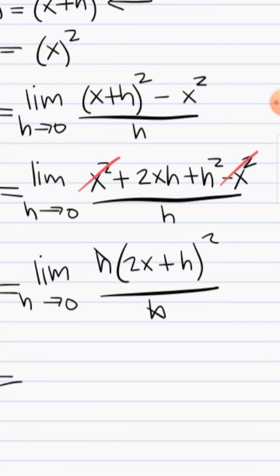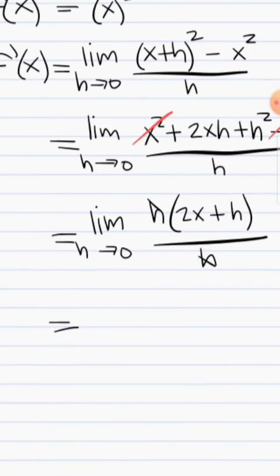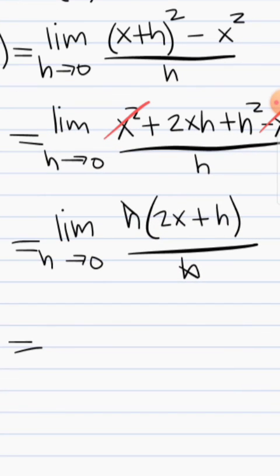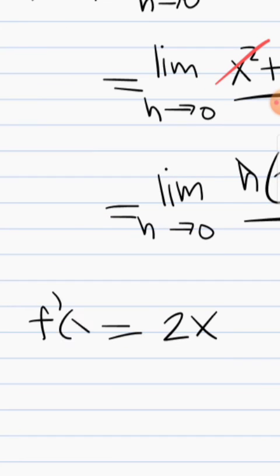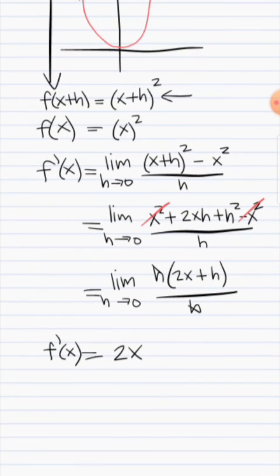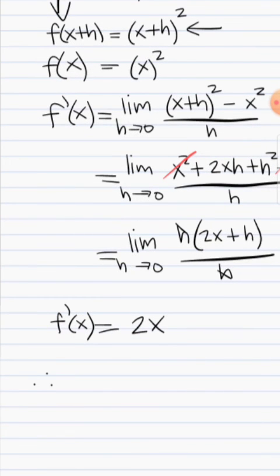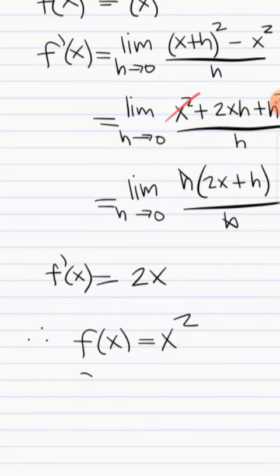Alright. So with that, if we apply limits on this one, we just substitute 0 to this. And so our f prime of x is equal to 2x. Thus, f of x, which is x squared, has its f prime of x equal to 2x.